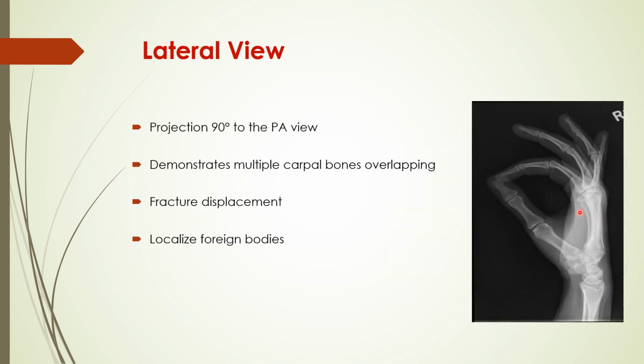The lateral view, as is obvious, is at 90 degrees to the PA view, and it demonstrates the carpal bones, which are overlapping. We can come to know any displacement of the fracture segment, and in which direction it is moving. We can also come to know exactly how deep the foreign body is in this particular view.